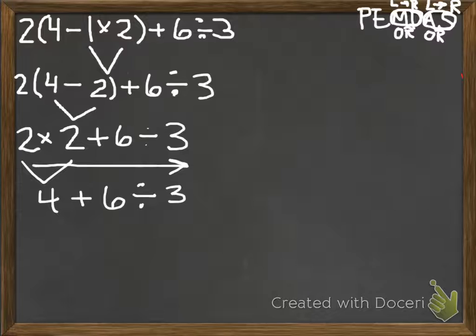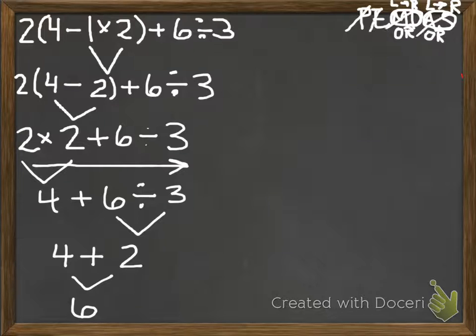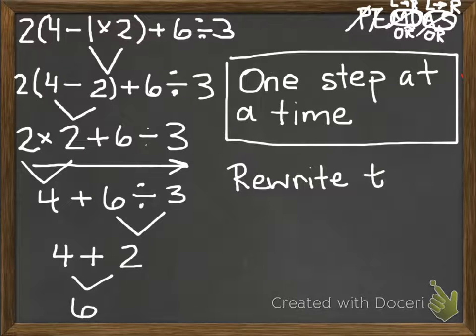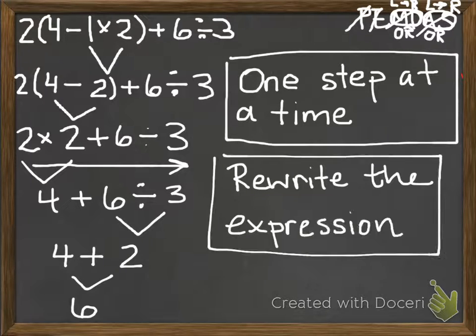The next multiplication or division problem I see is 6 divided by 3. 6 divided by 3 is 2. Now I rewrite the expression. There is no more multiplication or division, so I move on to addition and subtraction, and I see 4 plus 2. 4 plus 2 is 6, so the answer is 6. As I move through these problems, I should be marking through my PEMDAS. Now, the key to being successful on these problems is to remember our mantra. One step at a time, rewrite the expression.